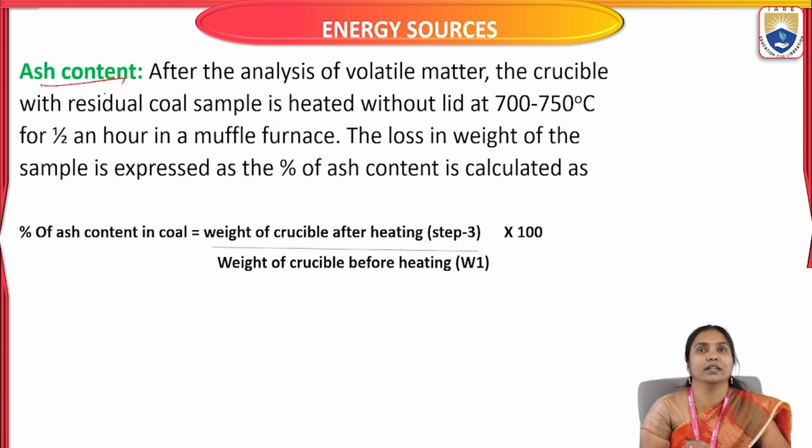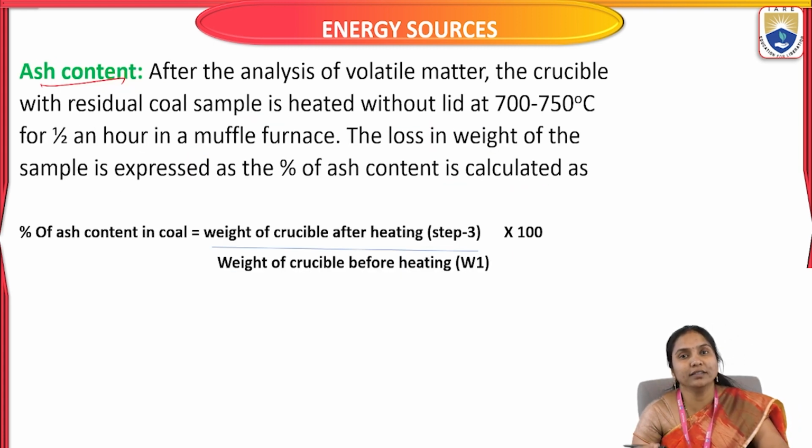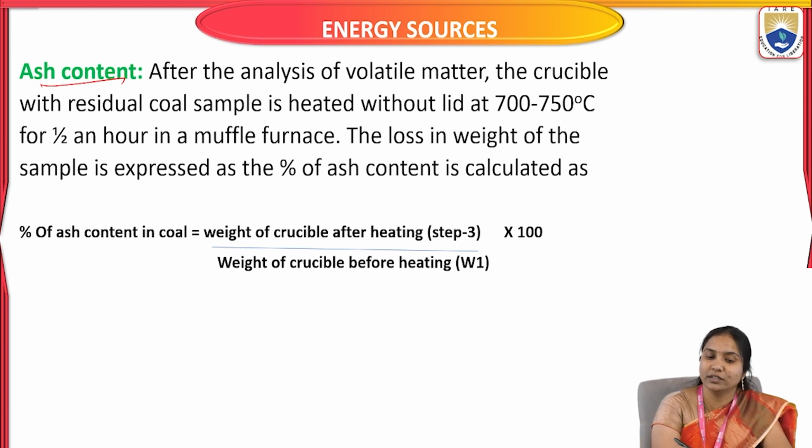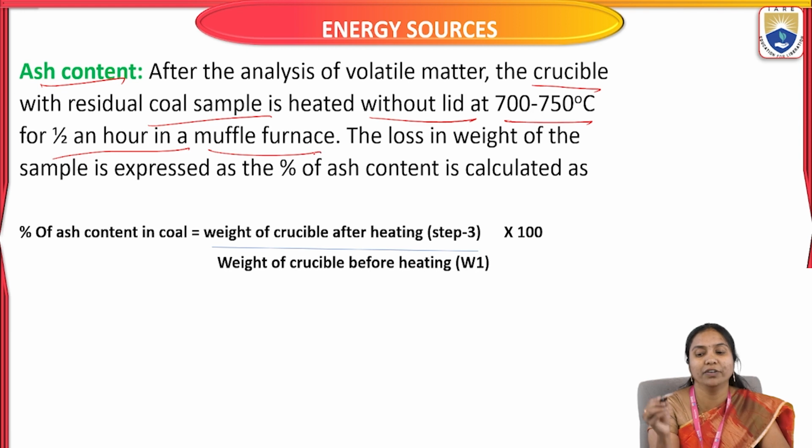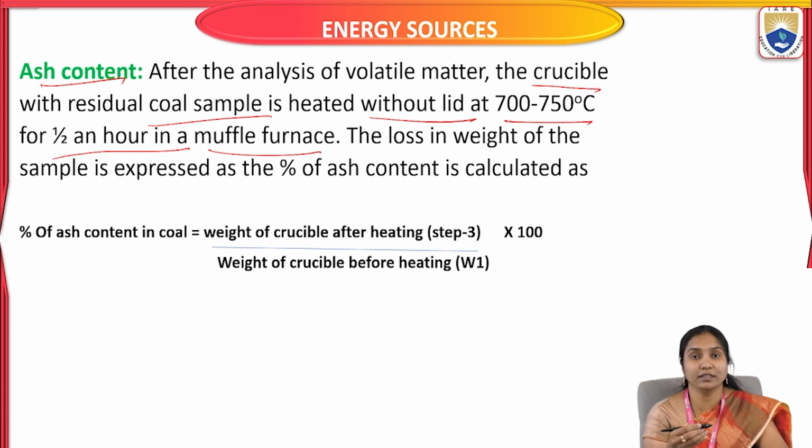Next, the third one is ash content. After the analysis of volatile matter, the crucible with residual coal sample is heated without the lid at 700 to 750 degrees centigrade for half an hour in a muffle furnace. So after the analysis of volatile matter, the same crucible with residual coal sample is used, without the lid.